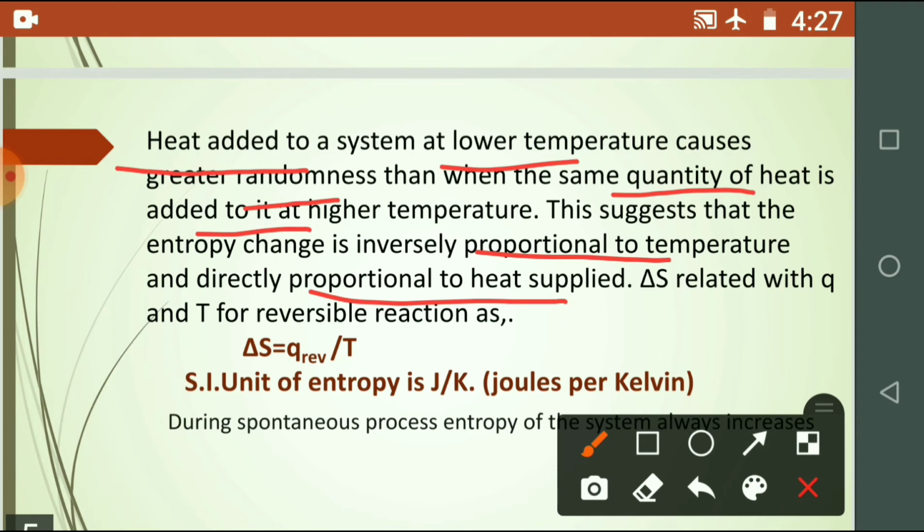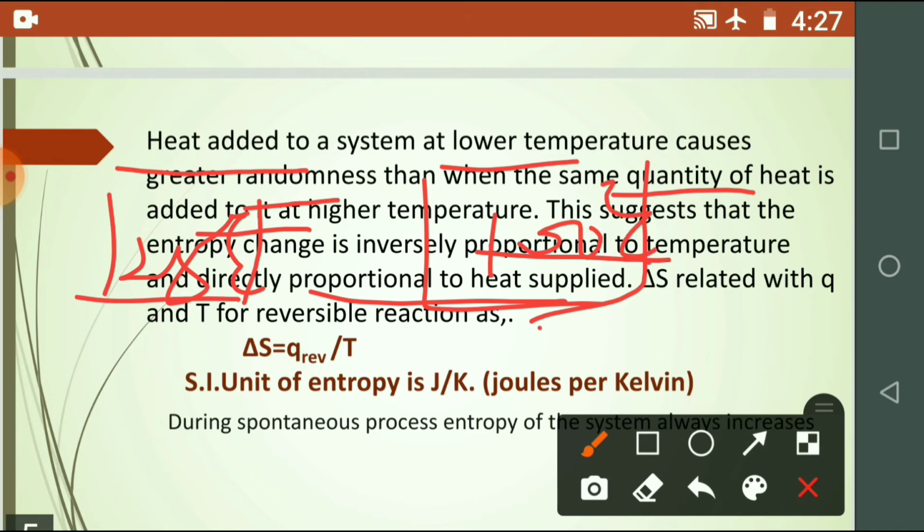Now see, I will take an example for this. We are going to take the water. Okay, see, water is taken once at 25 degrees Celsius and another at 100 degrees Celsius. We are going to supply a certain heat, and the same quantity of heat is supplied also at 100 degrees Celsius.